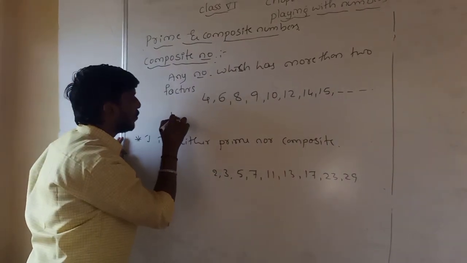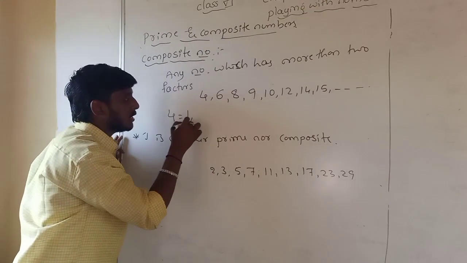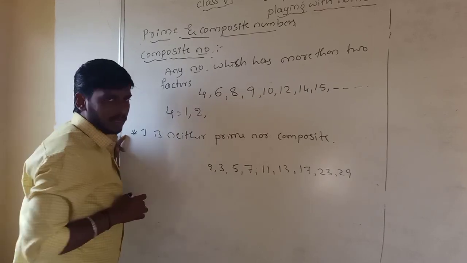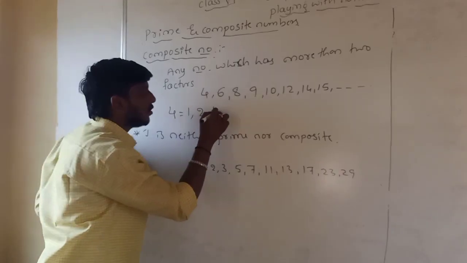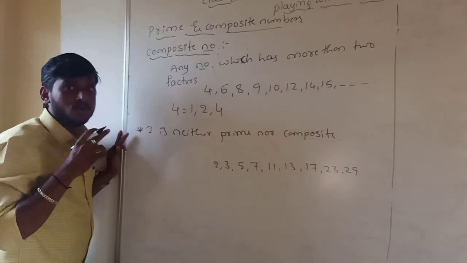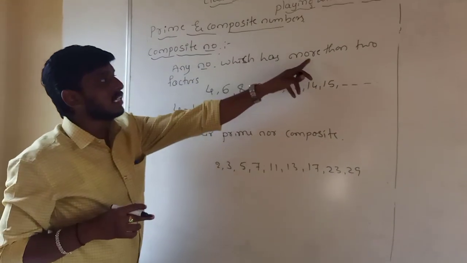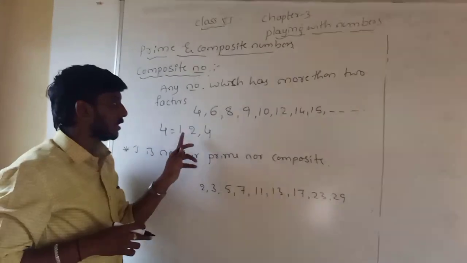How? So for example, what are the factors of 4? 1 is a factor for every number, and 4 comes in the 2 table, and 4 comes in the 4 table. How many factors are there? 3. More than 2 means it has 3 factors. So that's why it satisfies the condition: more than 2 factors are there.